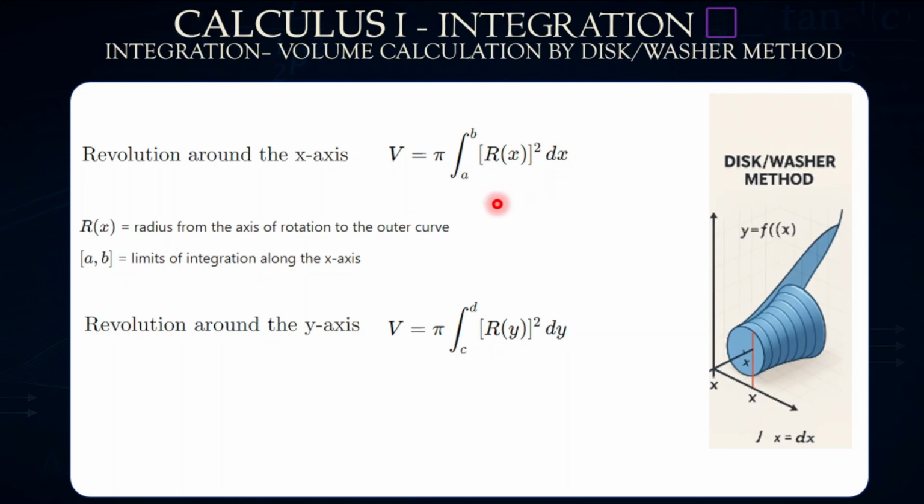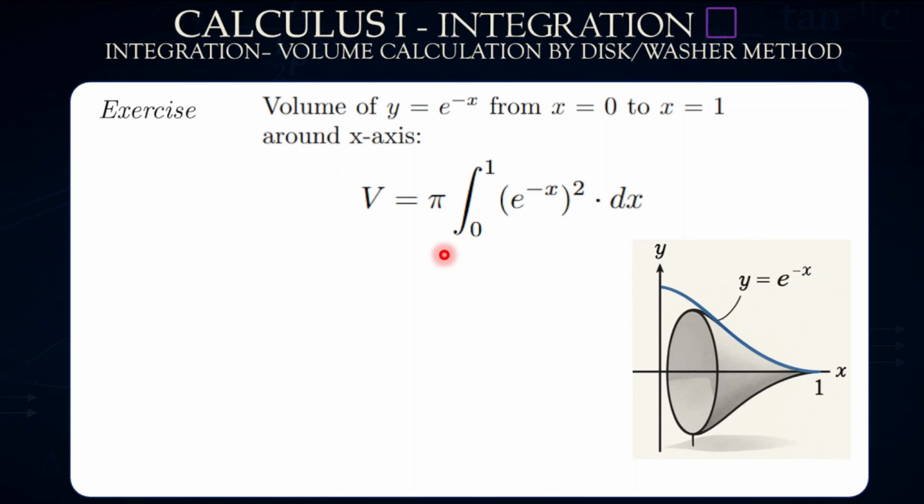But when we are revolving the solid around the y-axis, you need to integrate with respect to y, or dy. So let's say you have y equals x squared. You need to convert y equals x squared to x equals square root of y dy, and this is how you get the volume of that same function but revolving around the y-axis. So let's start with an example.